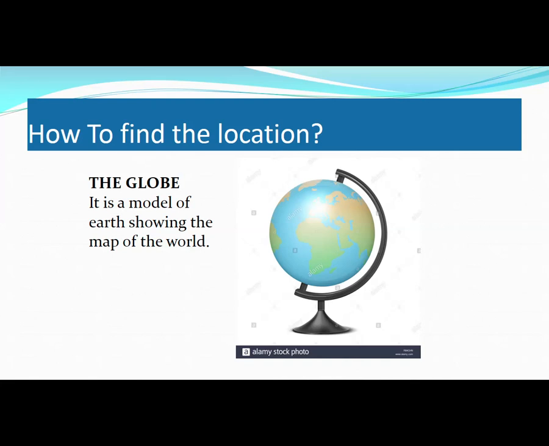Yes, look at this. This is a globe. How to find the location? We will find the location on the globe. It is a model of Earth showing the map of the world. What is a globe? A globe is a spherical or rounded object or model of Earth. It is a model of Earth which shows a map of the Earth.